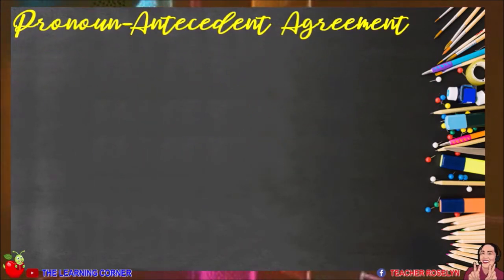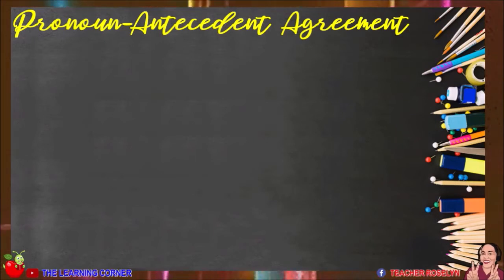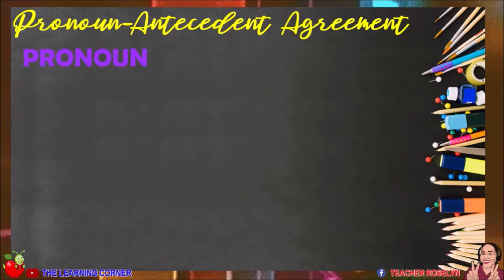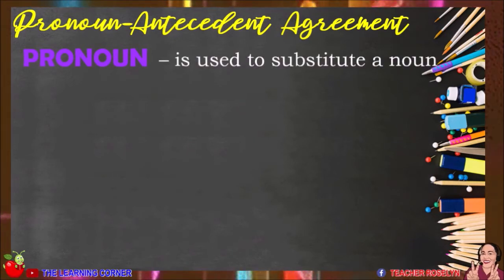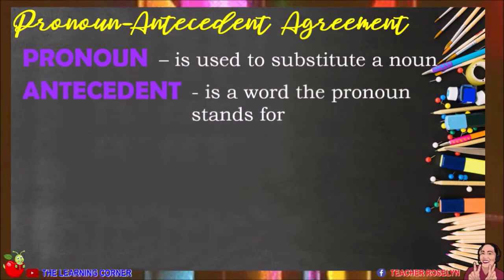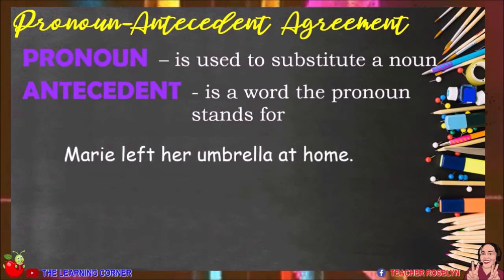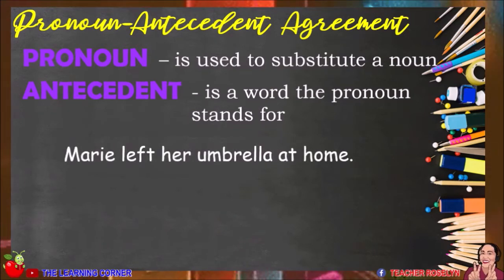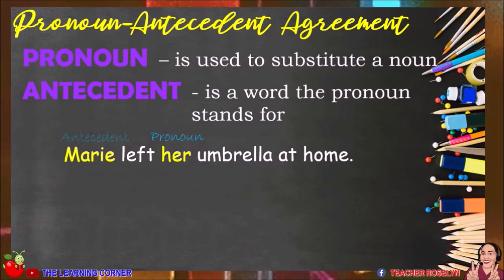A pronoun must always agree with its antecedent in gender, number, and person. Pronoun is a word that is used to substitute a noun. Antecedent is a word that the pronoun stands for. For example, the pronoun used in this sentence is her, and its antecedent is Marie.